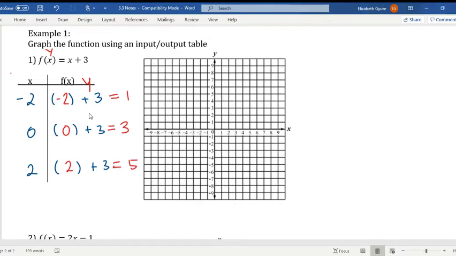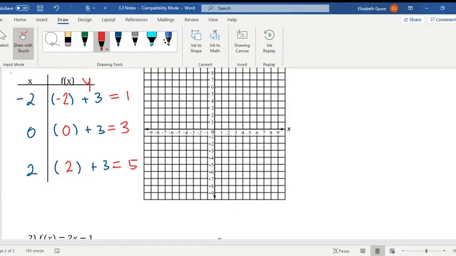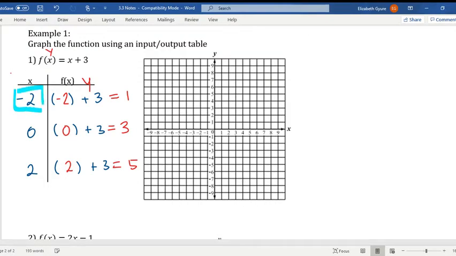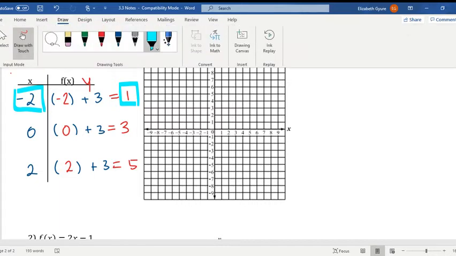So now these are actually our coordinate points. So we're going to take these and graph them. The first point is -2, comma 1. Remember, that's what that means, -2, 1. So we talked about this the other day.